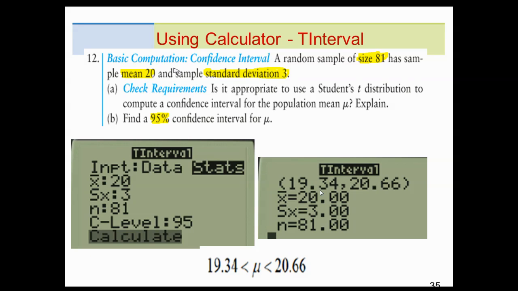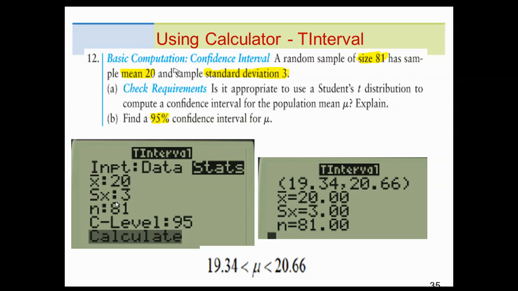Let's do it with a calculator. Once again, you go to stat, arrow over to test, come down to number 8, or just press 8. It's a fast way to get in there. And make sure stats is highlighted. And I give you everything. I tell you X bar is 20. He says, hey, the sample mean is 20. X bar is 20. Standard deviation, the sample standard deviation is 3. There it is. And n is 81.